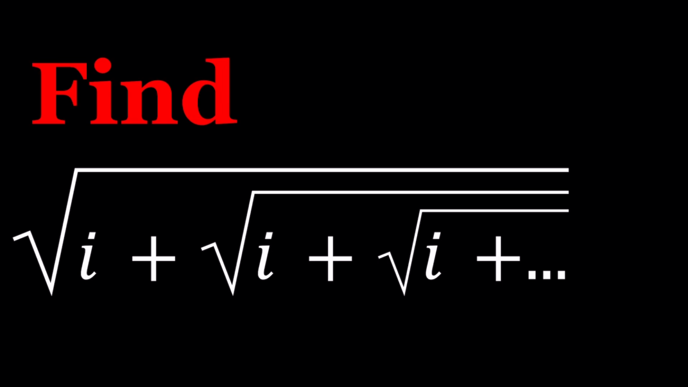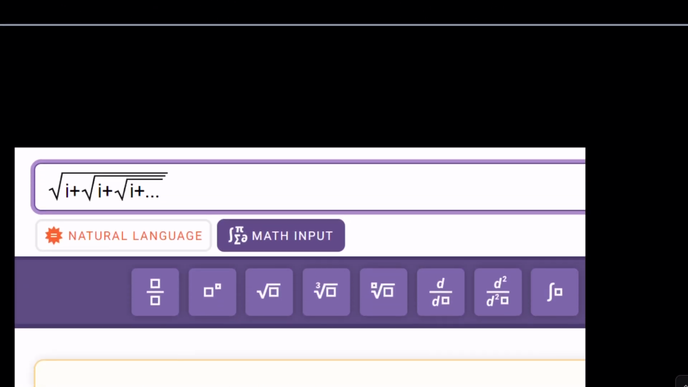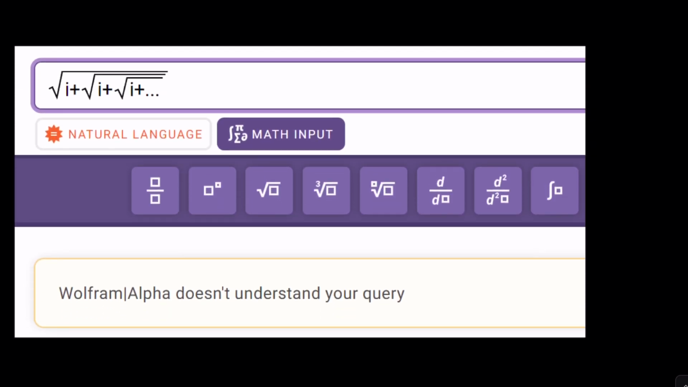Before I start solving it, I just want to show you the result that I get from Wolfram Alpha. What do you think Wolfram Alpha gives us as the answer? You'll be surprised, because Wolfram Alpha doesn't understand your query. Too bad for the AI. It does not understand every query, of course, but human beings understand this query.